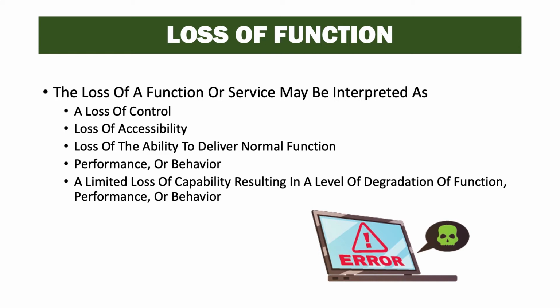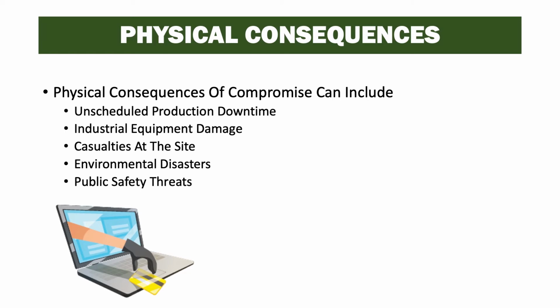Functions are impacted. Physical consequences of compromise can include unscheduled production downtime, industrial equipment damage, casualties at a site, environmental disasters, or public safety threats. So there are physical consequences as well. We have to think about these when we conduct our risk assessment.